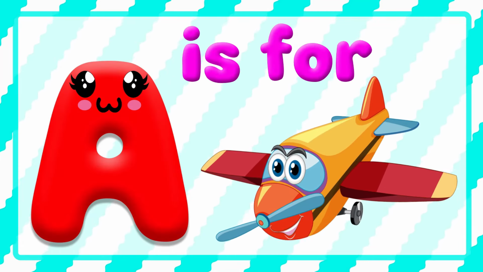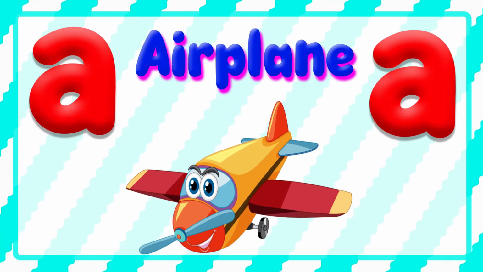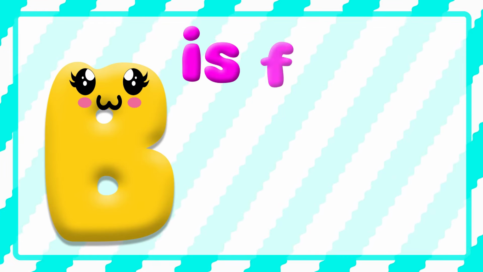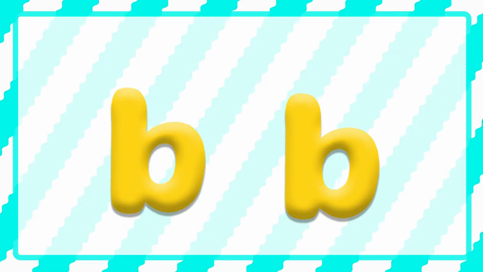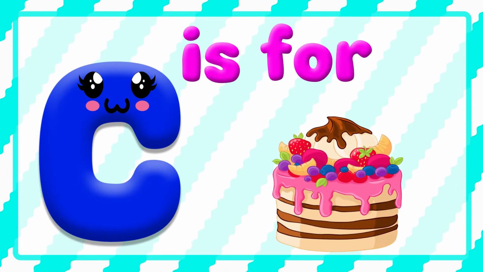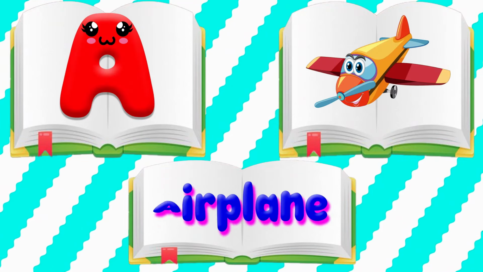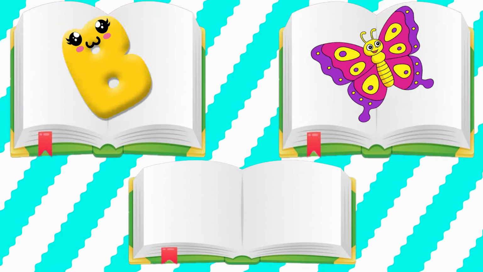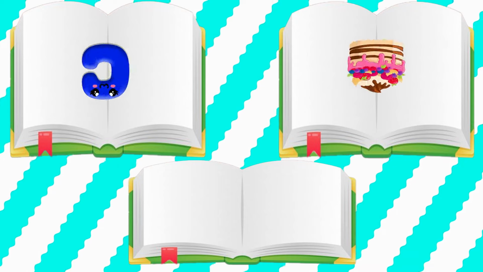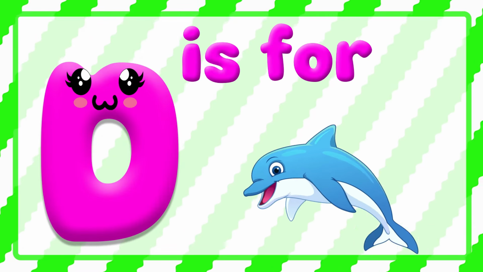A is for airplane. Airplane. B is for butterfly. B, b, b, b. Butterfly. C is for cake. K, k, k. Cake. A, airplane. B, butterfly. C, cake. D is for dolphin.